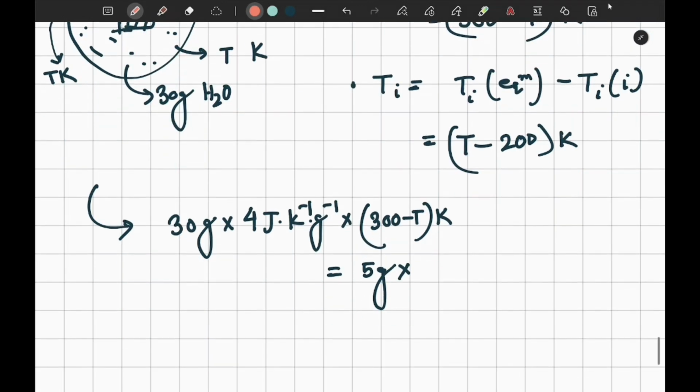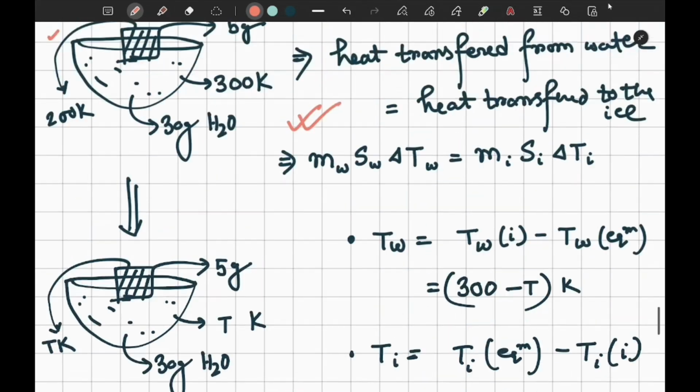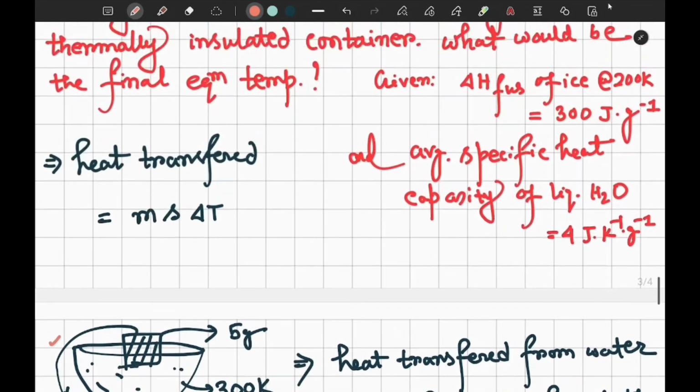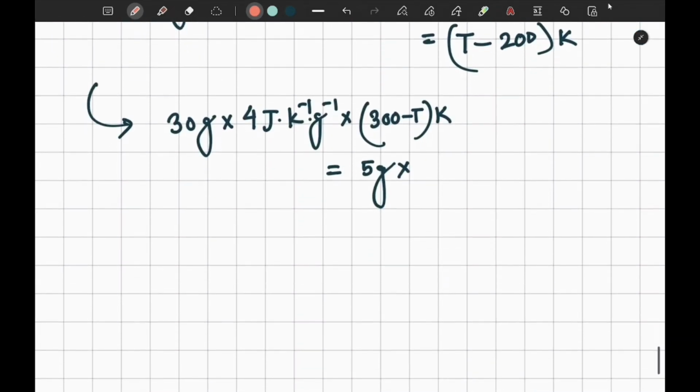So let me put it. And the heat of fusion is given here. That is also important. In the question you see here, the heat of fusion is given. That means this is the heat required for converting ice to water. So from the question you can predict that the ice will be converted to water. So now we have to generalize the formula.